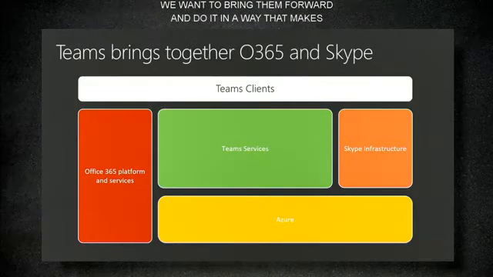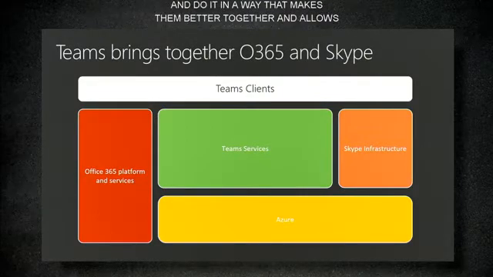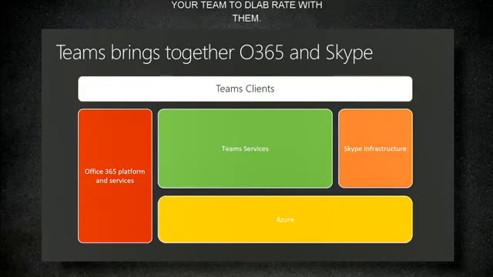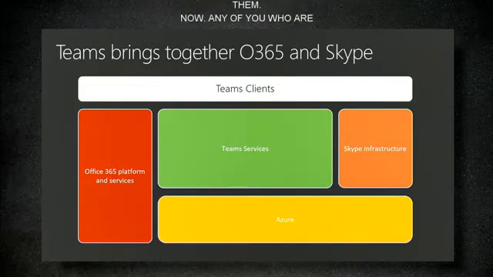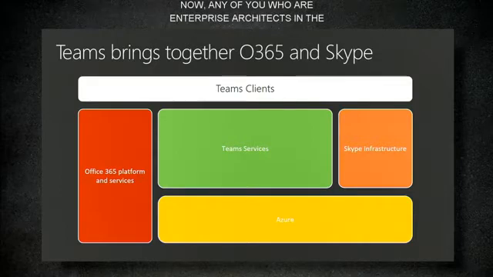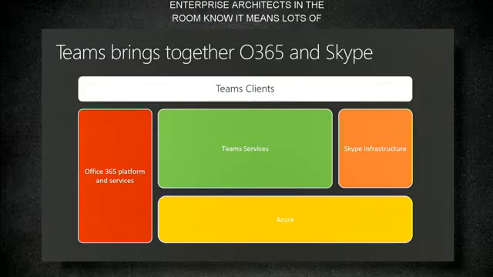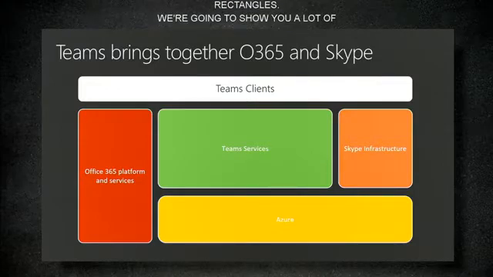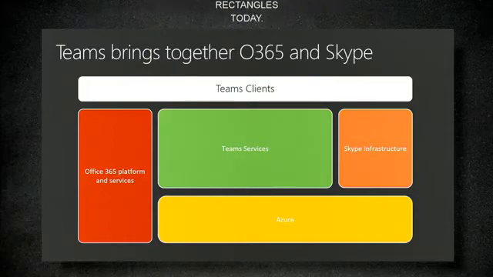Now, any of you who are enterprise architects in the room know that architecture comes from the Latin, and it means lots of rectangles. We are going to show you a lot of rectangles today. Teams is at the hub, especially on the services side, between Office 365 and Skype, and we're built on Azure. And we'll go into each of these boxes in detail as we go on today.